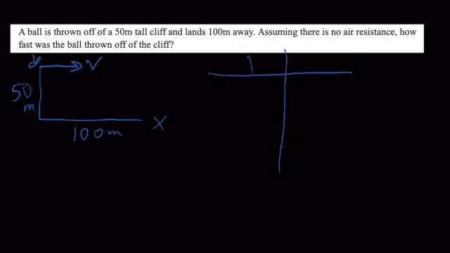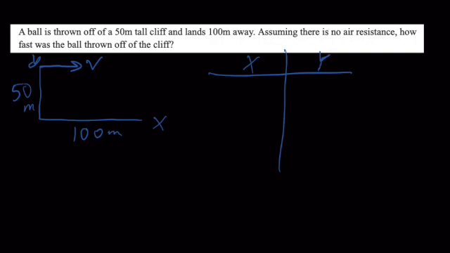To solve this, let's start off by redrawing this diagram. It lands 100 meters away, and the cliff is 50 meters tall, and we're trying to find this initial velocity, v. But what we can notice about this velocity is that it is only going in the x direction, so it only has an x component. What that means is if we make a table, with the x and the y, we can say certain things about this.